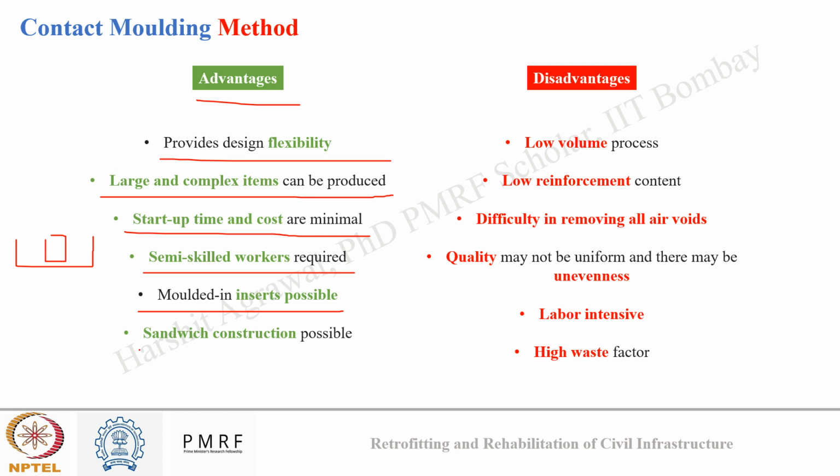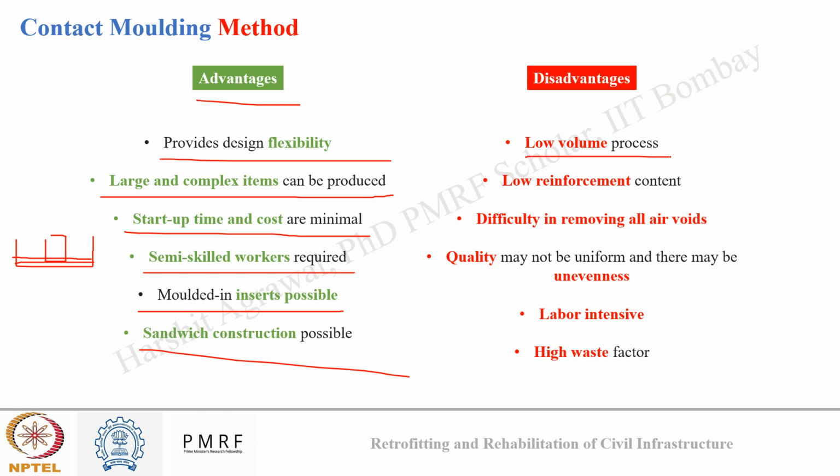And in this, sandwich construction is possible. So I will construct one layer, then I will construct another layer. Suppose I want to change the orientation of fiber in both layers, that I can do. I can place my fiber preform in different orientations and stack it up to make my desired laminate. Now, what are the disadvantages of this method?